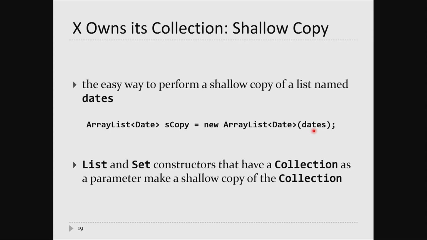Or it'll do something that's equivalent to that, right? So to make a shallow copy, it's just one line. You just make a new ArrayList, pass in the collection that you want to copy. List and set both have constructors where you can pass a collection, and the list or set constructor will copy all the elements in that collection into the new list or set. So if you ever need to make a shallow copy of a list or set, just use the constructor. Don't write your own loop.